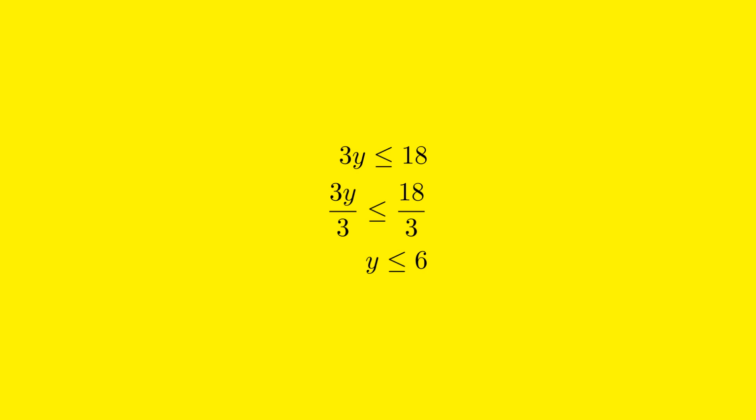Now our inequality has been altered from 3y is less than or equal to 18 to y is less than or equal to 6. This is our final step as we have successfully isolated y. The solution to the inequality 3y minus 6 is less than or equal to 12 is y is less than or equal to 6. In interval notation, this solution can be written as negative infinity to 6, including 6.